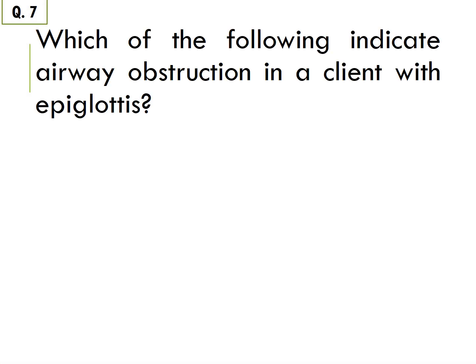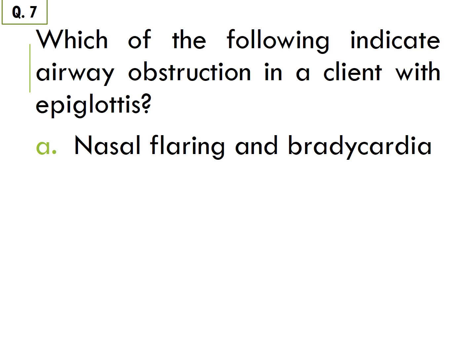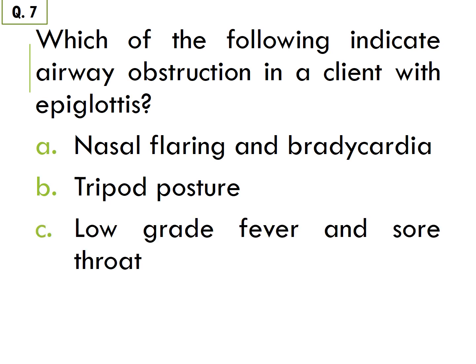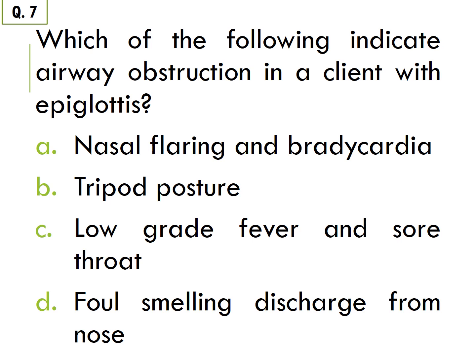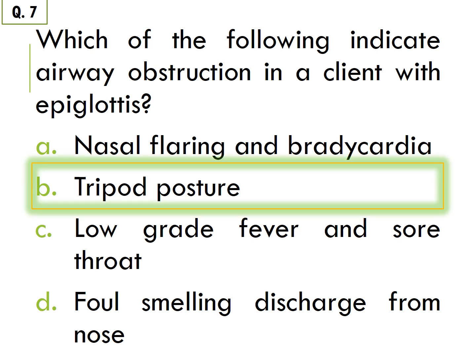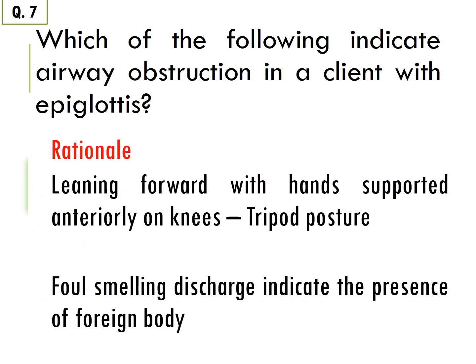Question number 7. Which of the following indicates airway obstruction in a client with epiglottitis? And the options are nasal flaring and bradycardia, tripod posture, low grade fever and sore throat, foul smelling discharge from the nose. And the answer is tripod posture. Leaning forward with hands supported anteriorly on knees is called tripod posture, which indicates an airway obstruction in a client having epiglottitis. Now, foul smelling discharge always indicates the presence of a foreign body.